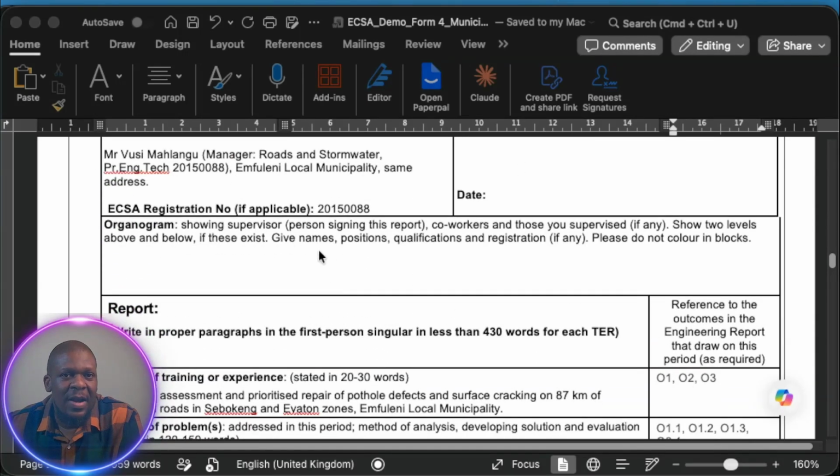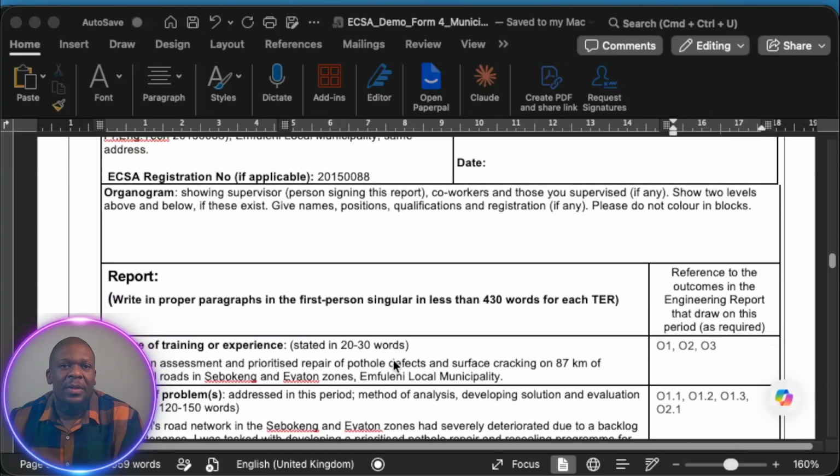Then the organogram says you need to show, I didn't show the organogram here. However, the organogram expects you to show 2 levels above you. It means you show your supervisor and you show the person to which your supervisor reports to. I hope that is still clear.